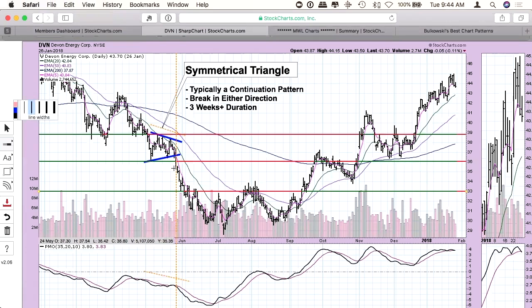We got the breakdown that clicked on that pattern. So where do I want to set my stop? I would probably set, I can see right here, even in the short term. I'll just pull this back and out of the way.